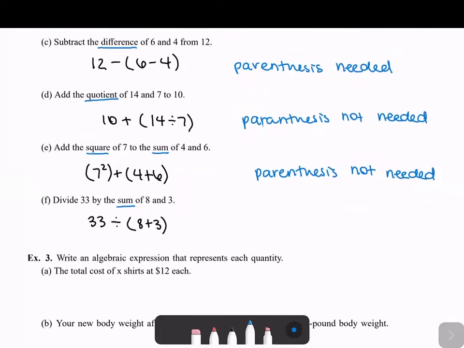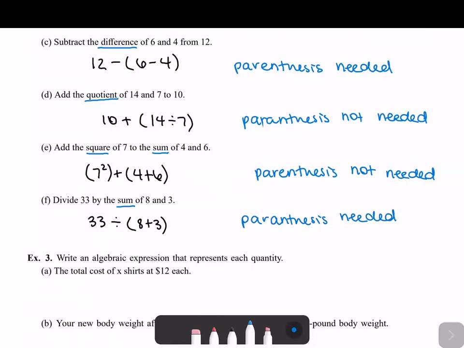But on the last one, again, if we take away the parentheses, we would do division first. And we know that 33 doesn't even divide into 8 evenly. So we know that that's going to be messed up. So here, the parentheses are needed because if we take this away, we change the order in which we do the operations.